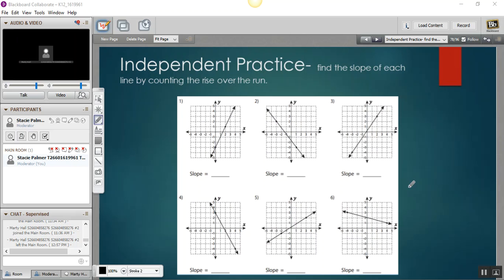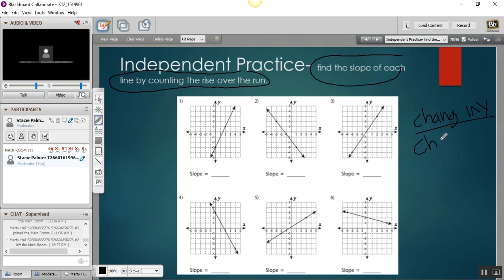Okay, so this first group of practice problems is finding the slope by graphing and counting. We're going to find the slope of the line by counting the rise over the run. So remember, we always count the change in the y-axis. That's the top of our fraction. That's our rise. And then the change in the x-axis, that is going to be the bottom of our fraction. That is our run.